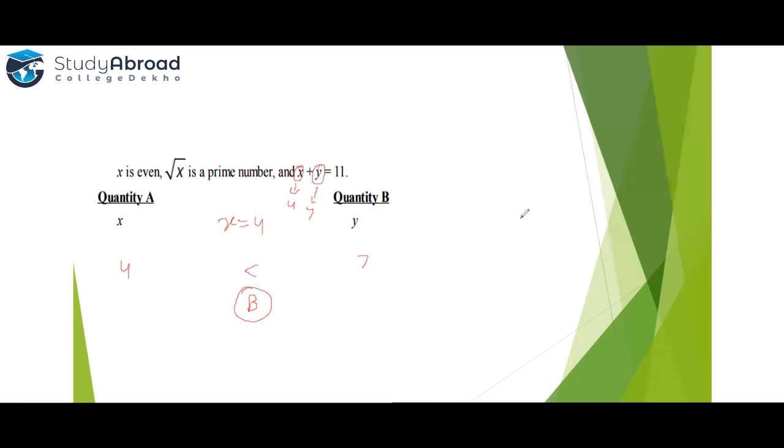So here three conditions were given. From the given conditions, I was able to find out different values of x and y and then compared it. Okay, now let's move on to our next question.